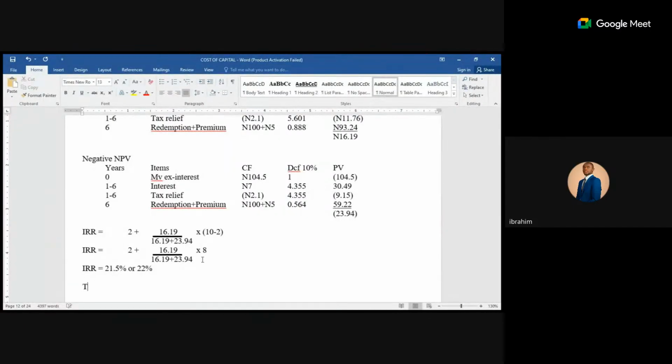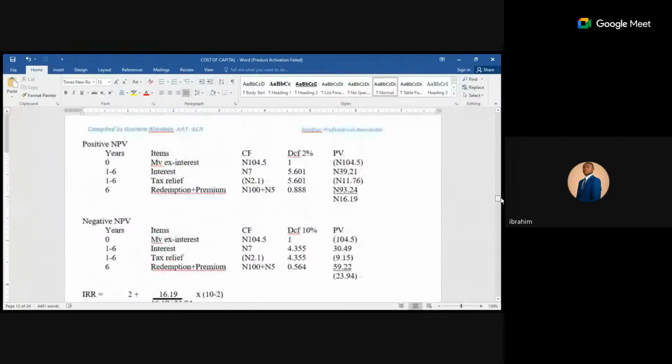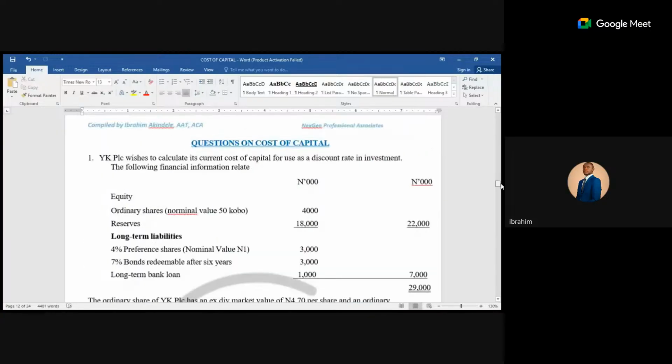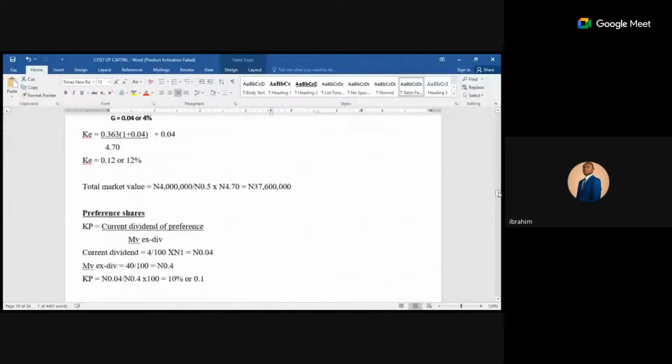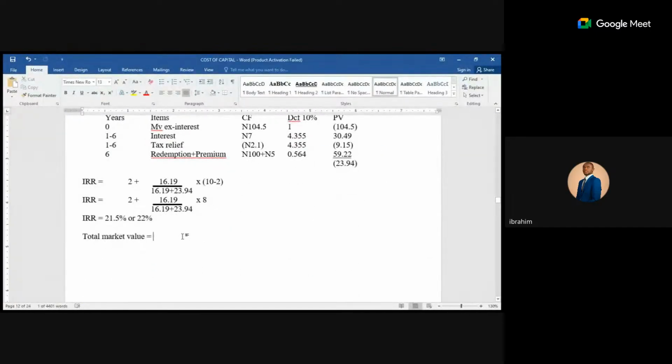So what is the total market value? How do we determine the total market value, class? What is the value of redeemable? The value of the redeemable bond is 3 million, and the nominal value is 100. So we go back. Total market value is 3 million divided by the nominal value times the market value of interest, 104.5 per bond.